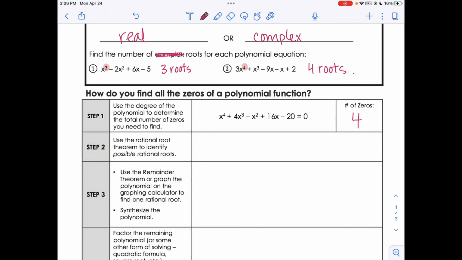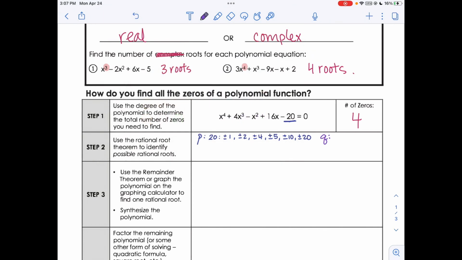Then we're going to use the rational root theorem to identify possible rational roots. I hope you remember that from the last lesson. And we have the p and the q value. P is from the constant coefficient, 20. It doesn't matter whether it's positive or negative because we're going to use both positive and negative values of the factors. So the factors of 20 are plus or minus 1, plus or minus 2, plus or minus 4, plus or minus 5, plus or minus 10, and plus or minus 20.